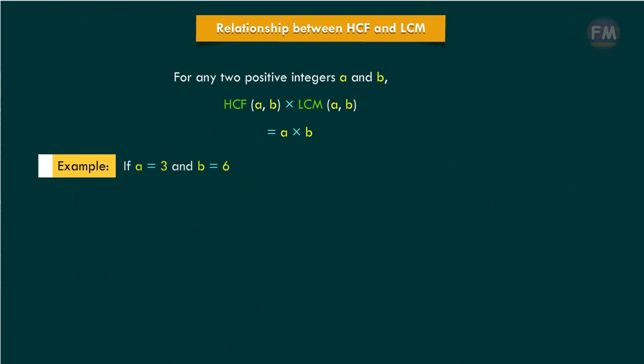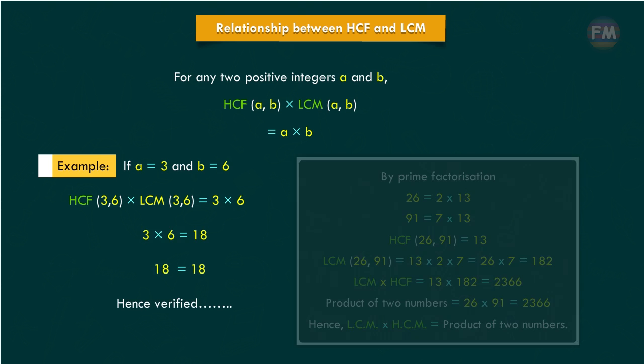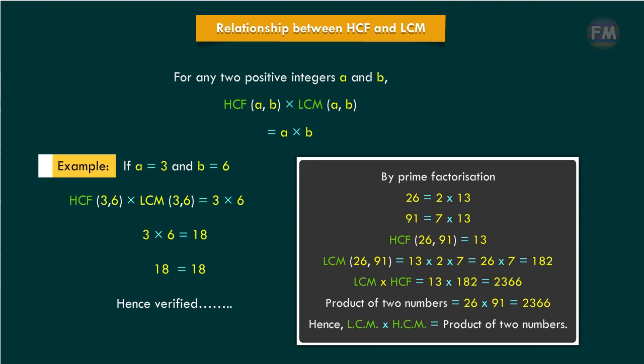Example, if a is equal to 3 and b is equal to 6, HCF of 3 and 6 times LCM of 3 and 6 is equal to 3 times 6. 3 times 6 is equal to 18. 18 is equal to 18. Hence verified by prime factorization. Let's observe the following.